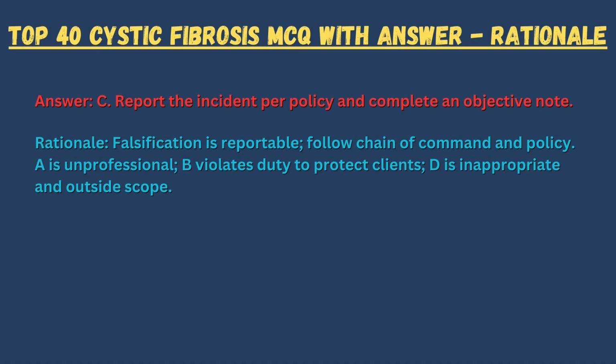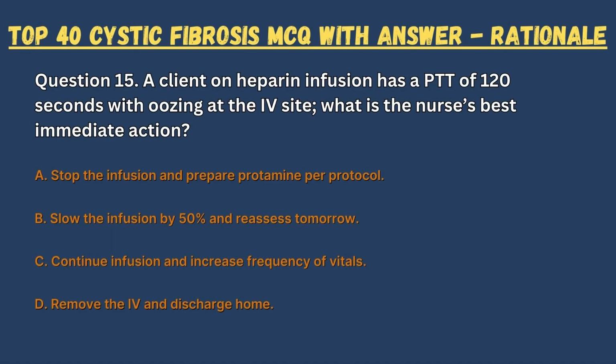Rationale: falsification is reportable, follow chain of command and policy. A is unprofessional. B violates duty to protect clients. D is inappropriate and outside scope. Question 15. A client on heparin infusion has a PTT of 120 seconds with oozing at the IV site. What is the nurse's best immediate action?